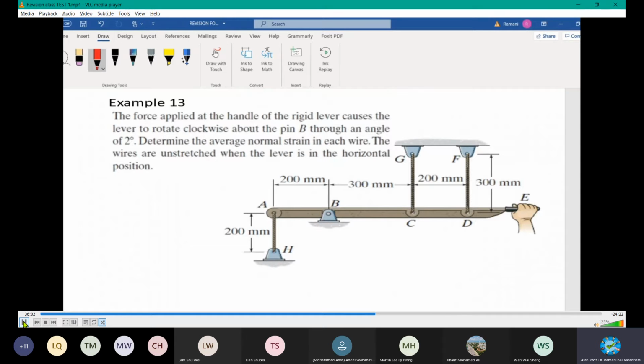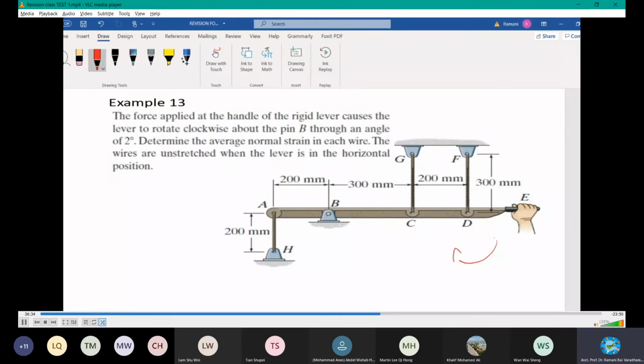All right? The force applied at handle of the rigid lever causes the lever to rotate clockwise about a pin B. The pin B, there's a pin, that's why about a pin B. From about B, it is rotated at an angle 2 degree. Determine the average normal strain.